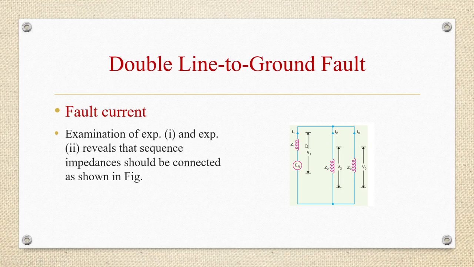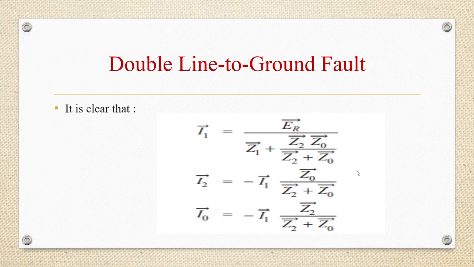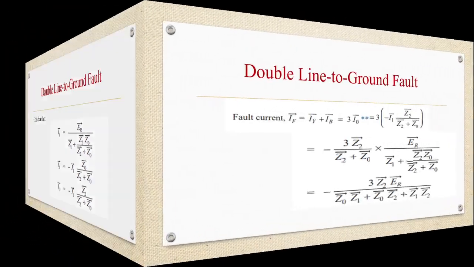that is Z0, Z2, Z1, all three are connected in parallel and connected to an imaginary generator having a voltage of ER. Current flowing through Z1, Z2, Z0 is I1, I2, I0, and corresponding voltages is V1, V2 and V0. So we can write the value of currents I1, I2 and I0 from figure as I1 is ER by Z1 plus Z2 Z0 by Z2 plus Z0. I2 is minus I1 Z0 by Z2 plus Z0. I0 is minus I1 Z2 by Z2 plus Z0.